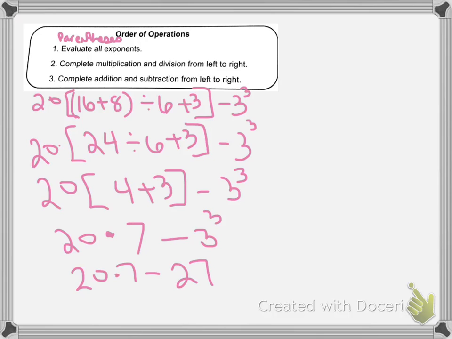Okay, the multiply or the subtract? What do I do first? The multiply. Yes. So let's see if we can fit this in here if I write really big. What is 20 times 7? 140. Yes. Minus 27.